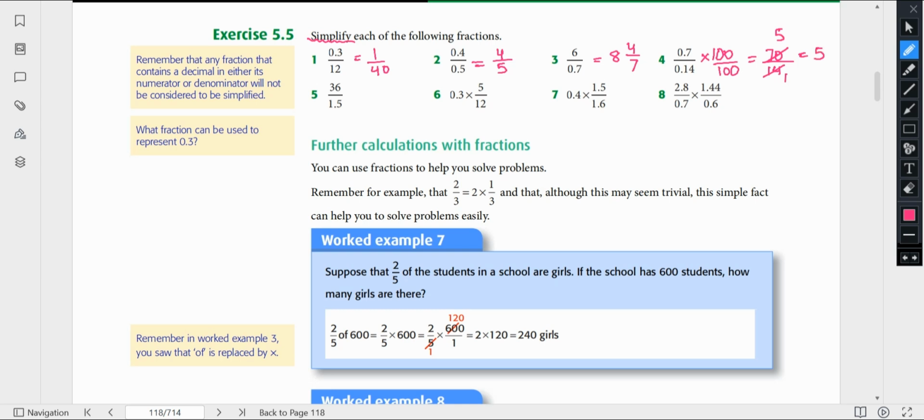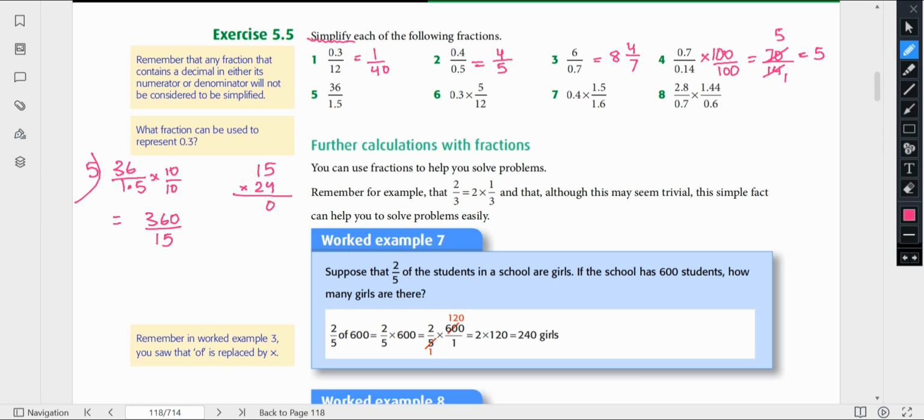So the answer for question 4 will be 5. For question number 5, we have 36 over 1.5. We have to multiply it by 10. Very simple. It will become 360 over 15 and we can multiply it. I just know 15 multiplied by 24 should be 360. Let's find out.